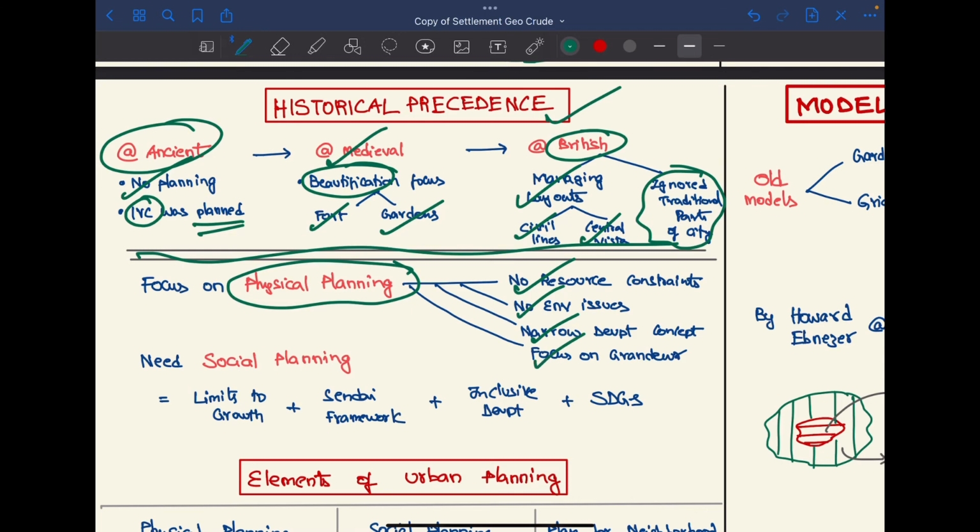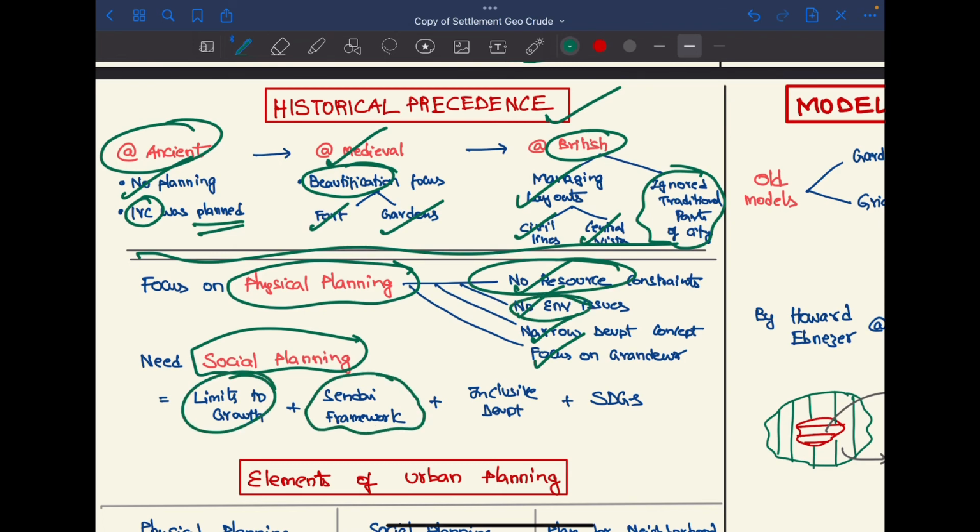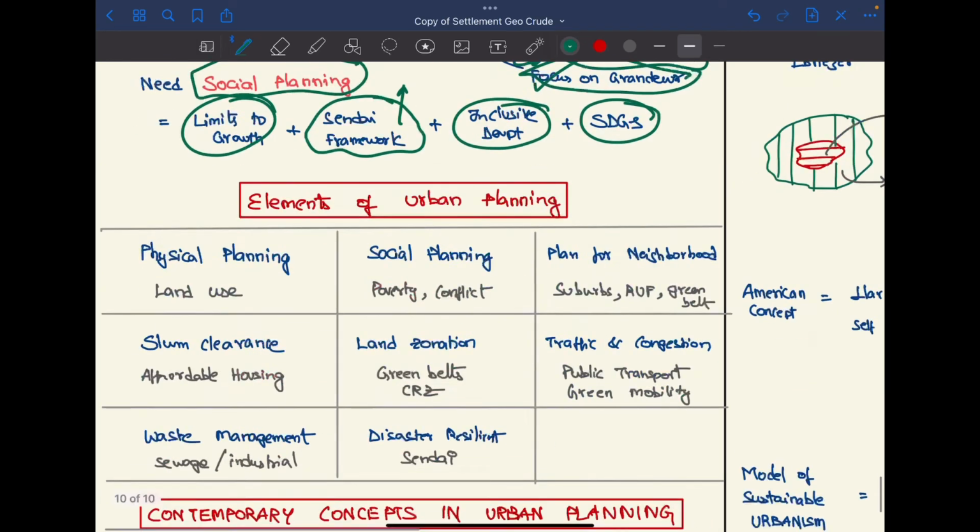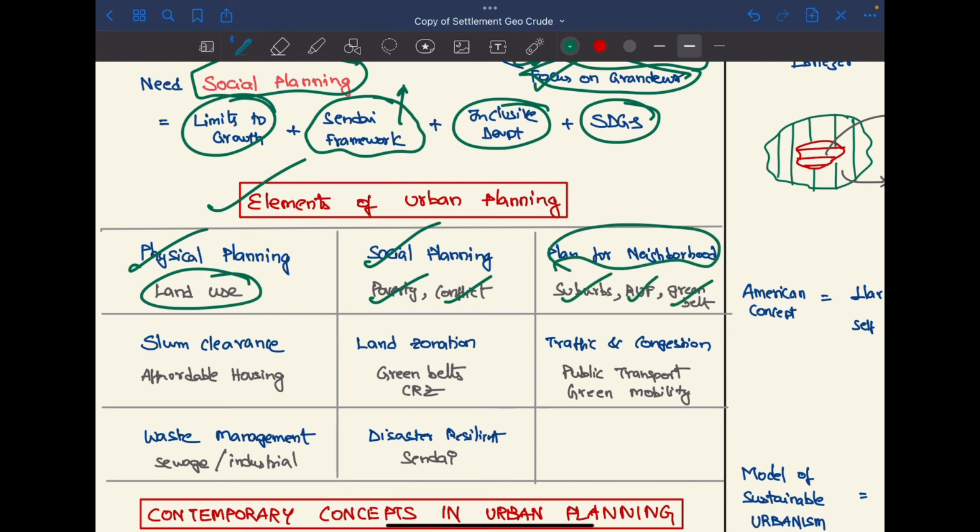But in the modern times there is a need for social planning, because for resources there are limits to growth. For environmental issues, because of climate change, more and more disasters are happening, therefore the Sendai framework must be included. And the narrow development concept is now turned into an inclusive development concept, and instead of grandeur we must focus on sustainable development goals. Next we have the elements of urban planning, which are physical planning, for example land use patterns; social planning like addressing poverty and conflict; planning for neighborhood like development of suburbs, RUF, greenbelt, etc.